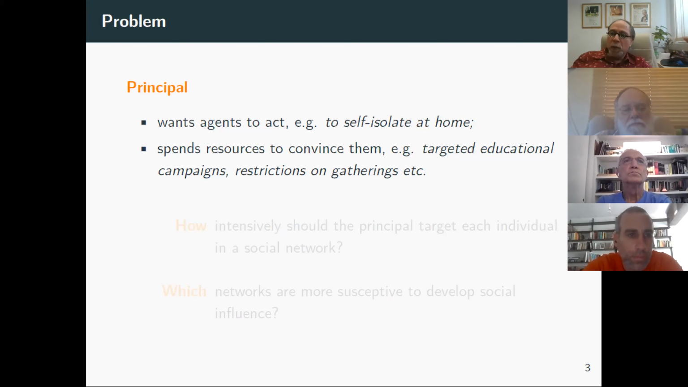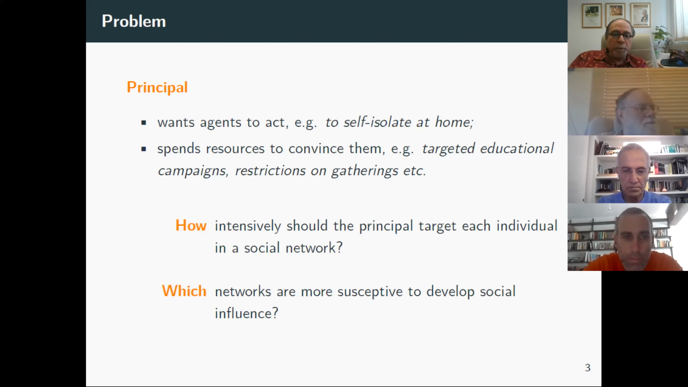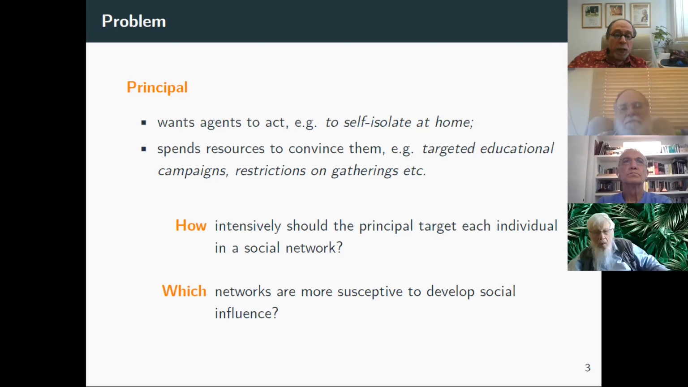And the question is: suppose that he wants to get it done, namely get everybody to do the action, and he wants to minimize his campaign spending. How should he go about doing it? So how intensively should the principal target each individual in a social network?